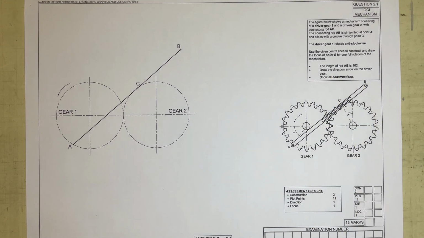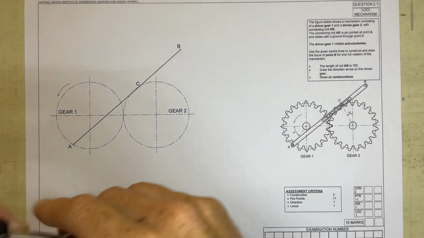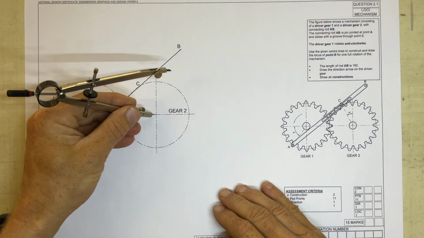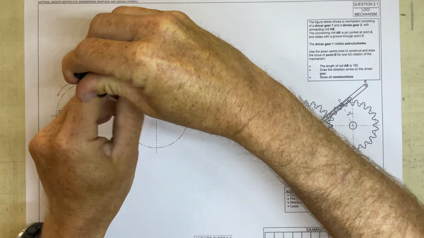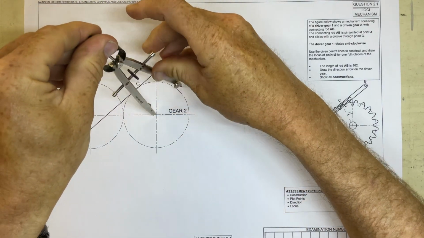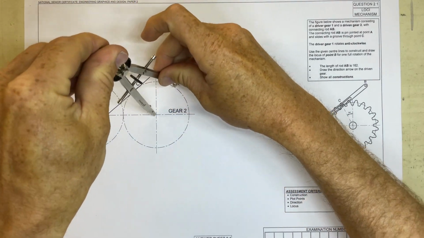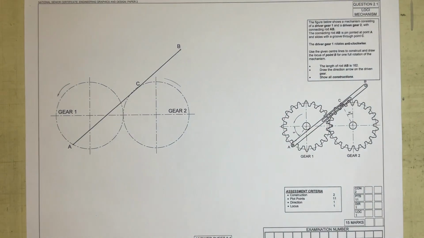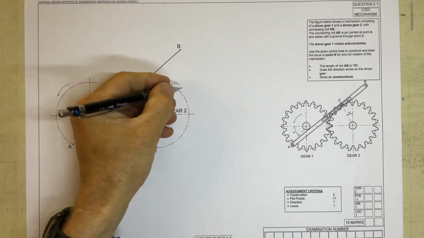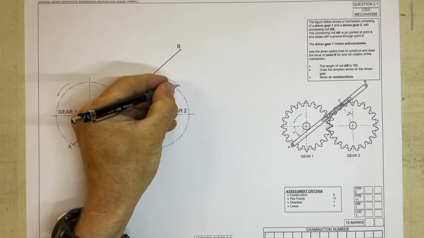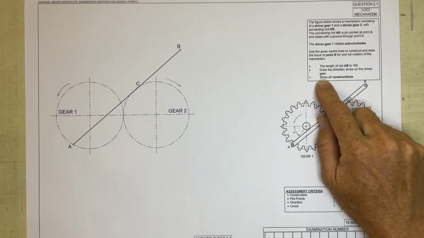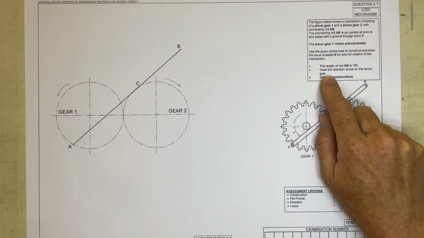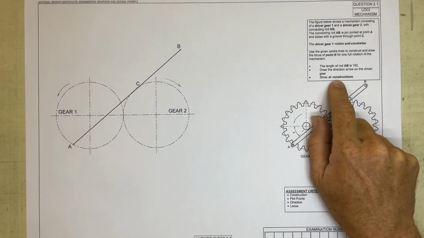Let's start with that. I'm going to take a pair of compasses and extend them out just a little bit over here, and draw a little arc over there with the direction of the arrow going in the opposite direction to the gear. Once you've done that, it says show all constructions, draw the direction of the arrow and show all constructions.